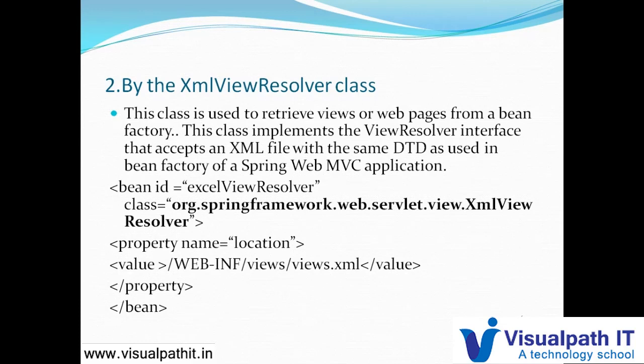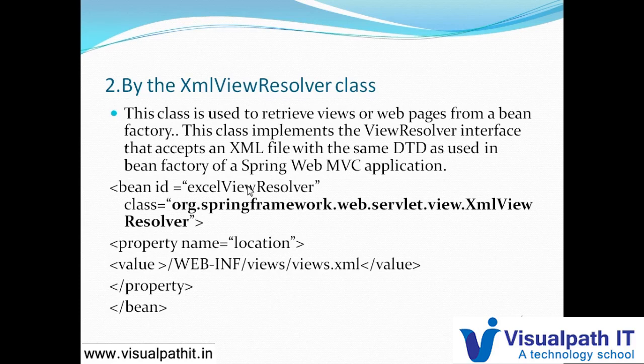Next is the implementation of the view resolver interface by the XmlViewResolver class. This class is used to retrieve views or web pages from a bean factory. The XmlViewResolver class implements the view resolver interface and accepts an XML file with the same definition as used in the bean factory of the Spring Web MVC application. For example, we have the Excel view resolver, and the class is XmlViewResolver. This is the name of the bean here.